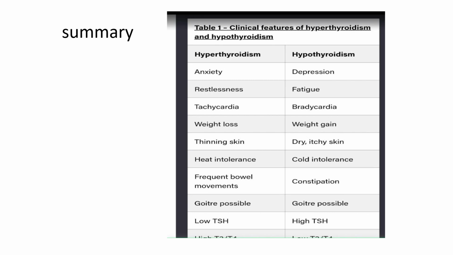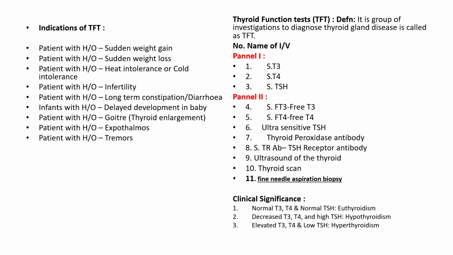In hyper, frequent bowel movements, in hypo, constipation. In hyper, goiter may be possible, in hypo, goiter is there. In hyper, low TSH, in hypo, high TSH. In hyper, T3 and T4 are increased, and in hypo, T3 and T4 are decreased.